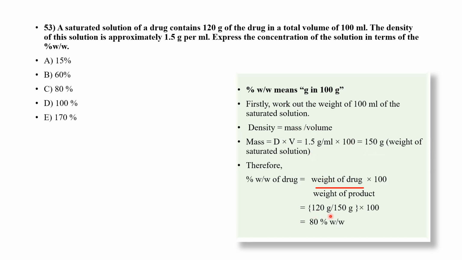So 120 gram divided by 150 gram all multiplied by 100, that is equal to 80 percentage weight by weight, which is the concentration expressed in percentage weight by weight. So here the correct answer is option C, that is 80 percentage.